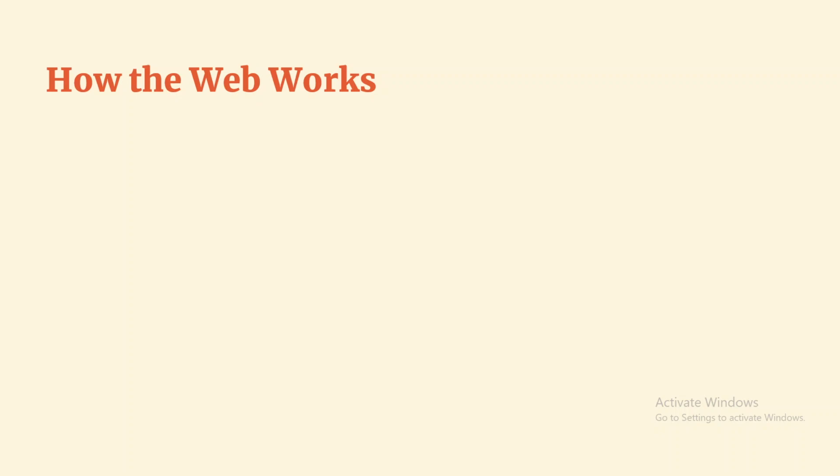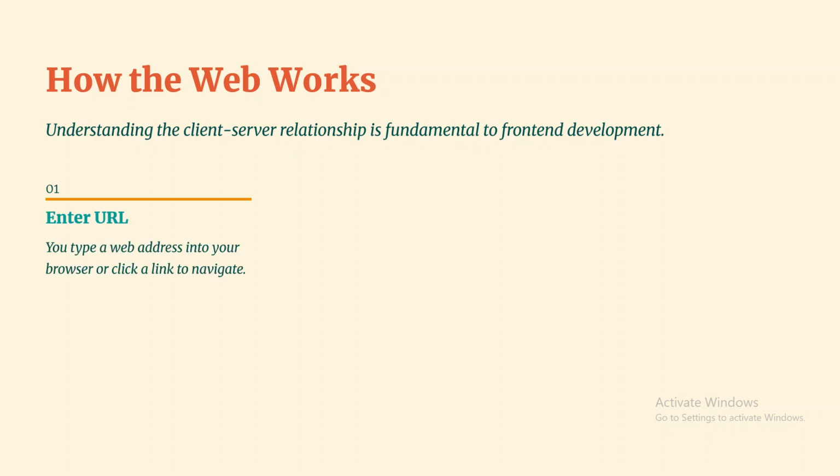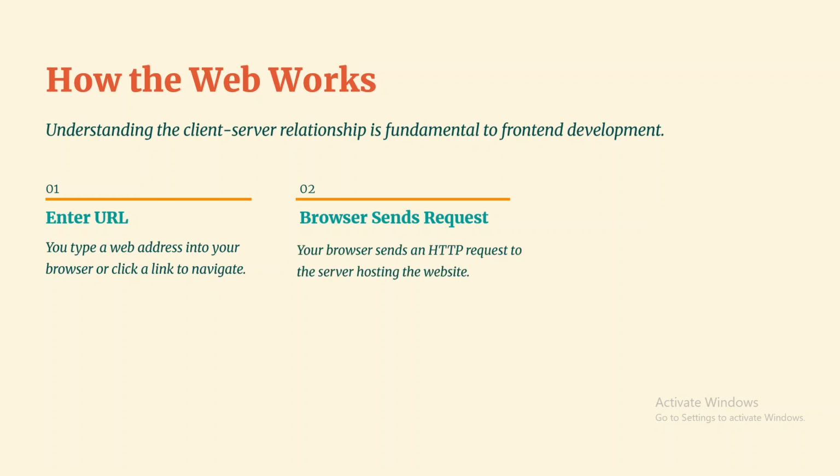So let's understand what happens when you visit a website. The first step is when you enter a URL: you type a web address like google.com or click a link. That is your URL. Next step, the browser sends a request. Your browser sends a request asking the server for the web page. That is the second step.